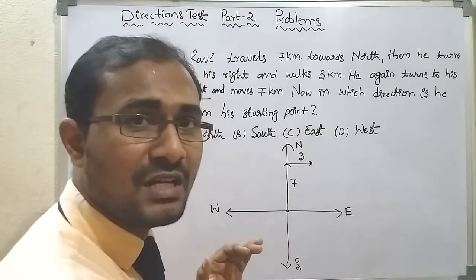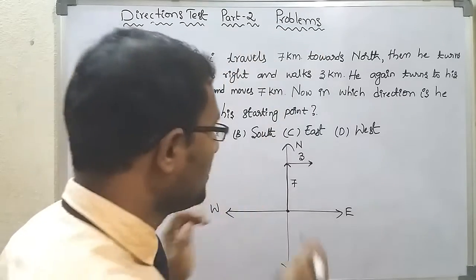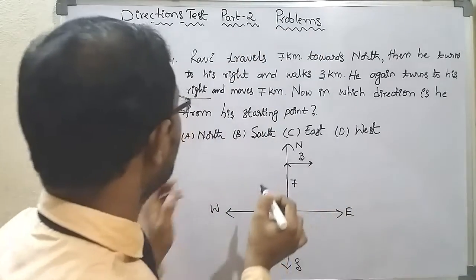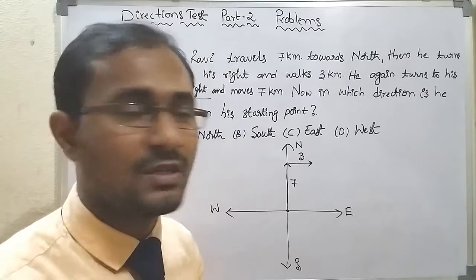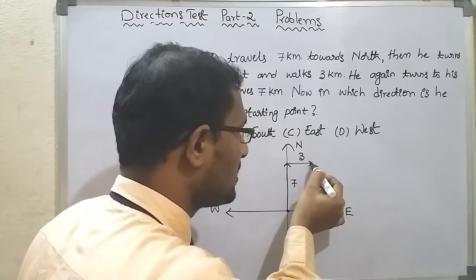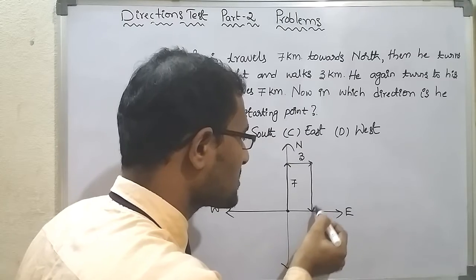Right hand side is nothing but downward direction, left hand side is nothing but upward direction. So he has taken a right turn. Okay, and after that how much do we have to cover? 7 kilometers we have to cover. So from this point, after taking a right turn, we have to cover 7 kilometers.